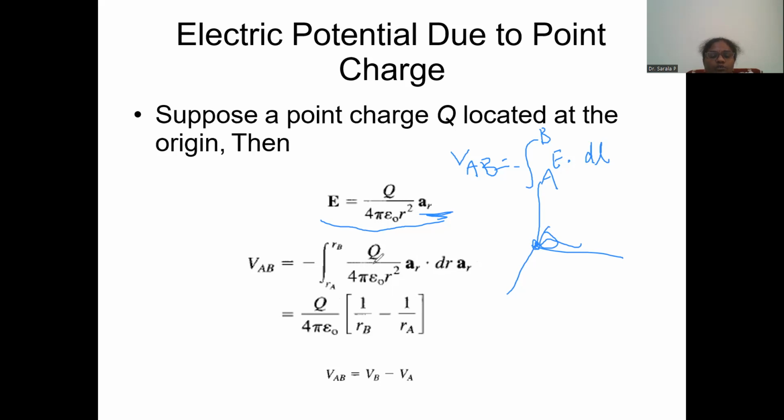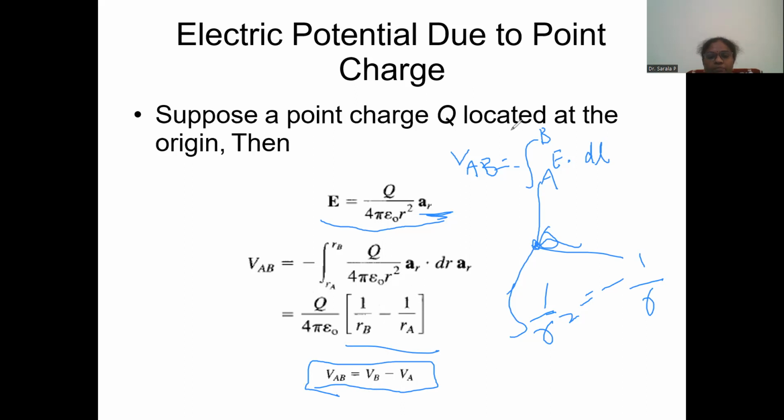So now what we get? Q by 4 pi epsilon naught, and the integral of 1 by R square is minus 1 by R, so if integrated we get it in this form: 1 by RB minus 1 by RA. So VAB is nothing but Q by 4 pi epsilon naught times (1 by RB minus 1 by RA). So VAB is the voltage at point B subtracted by the voltage at point A.